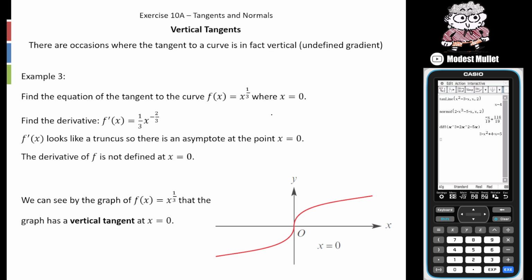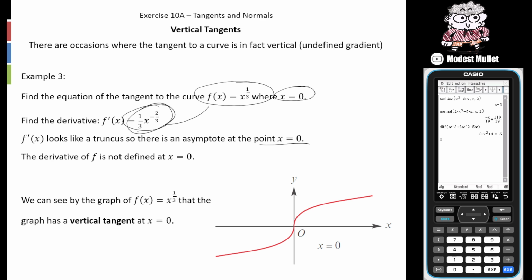But before I do that, sometimes you run into a problem where, in this case, we need to find the equation of the tangent of the curve x to the power of 1/3, where x is equal to 0. Now, if you find the derivative of that, which is 1/3 x to the negative 2 on 3, and then graph this derivative, you will see it has an asymptote at the point x equals 0.